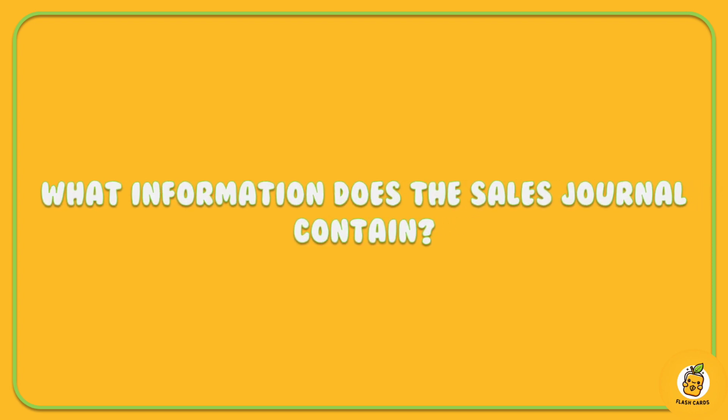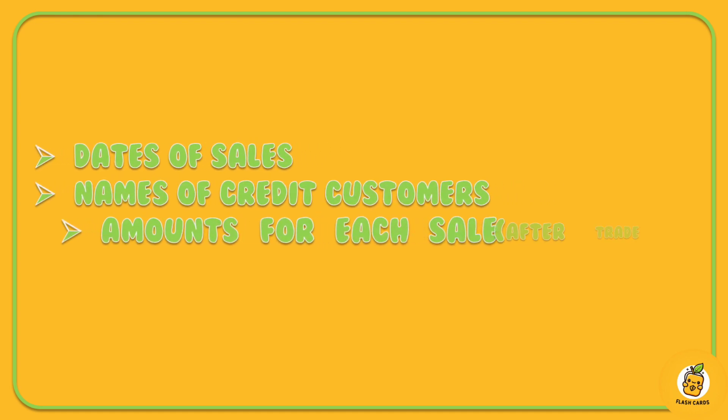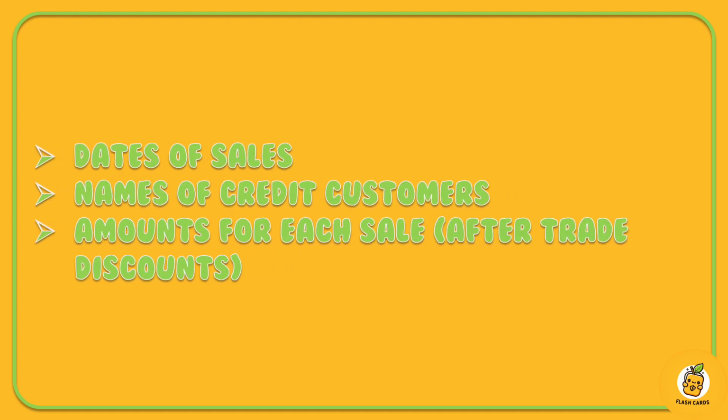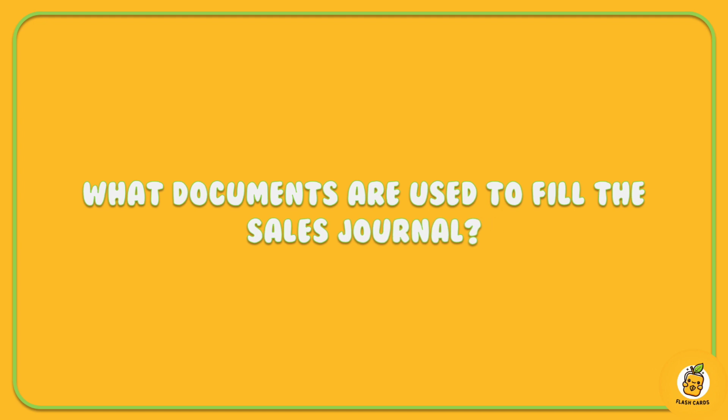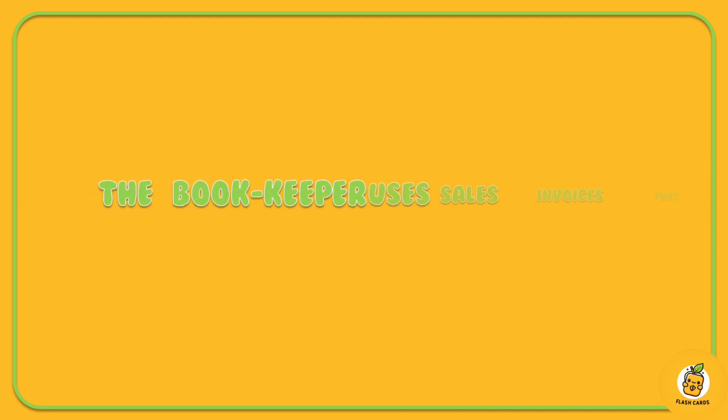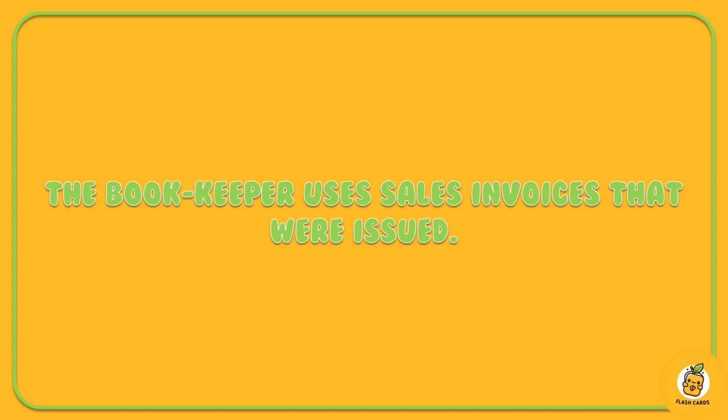What information does the sales journal contain? Dates of sales, names of credit customers, amounts for each sale, after trade discounts. What documents are used to fill the sales journal? The bookkeeper uses sales invoices that were issued.